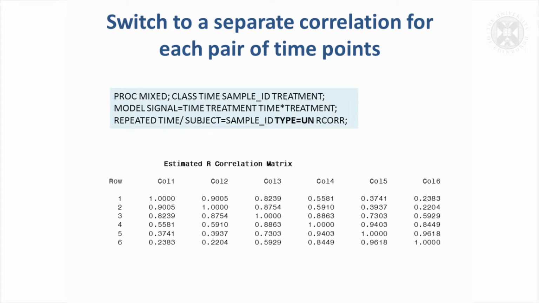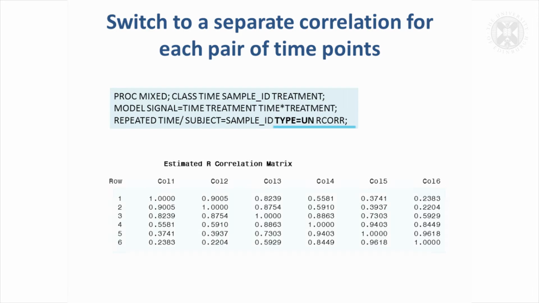However, it might be that those correlations are not constant, and that perhaps time points that are more widely separated are less correlated, or each pair of time points might have its own correlation. So there are lots of different types of correlation available in SAS that we can use. I'll just show one here, which is UN, which stands for unstructured. So that gives us a separate correlation for each pair of time points. So if we now, using this rcorr option, print out the estimated correlation matrix, you'll see that there's different correlations for each pair of time points.